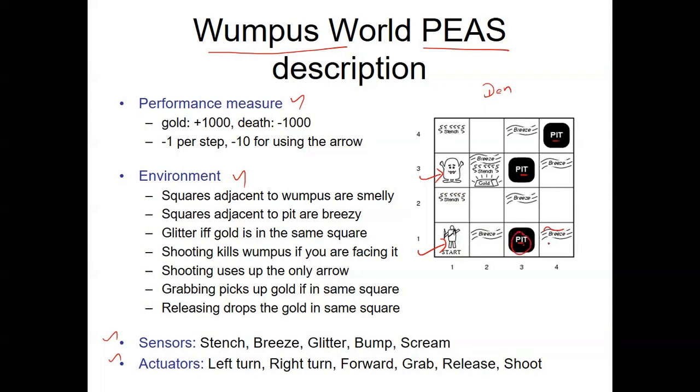So there is a breeze in this room, and also in this room, right? Here there is a pit, and there is a breeze in this room, and in this room. So wherever there is a pit in the adjacent rooms, there will be a breeze.